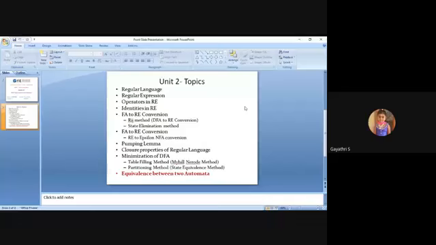Next, operators in regular expressions. Regular expressions are closed under three operators: union, concatenation, and Kleene closure. Next, some identities in regular expressions. I think 10 to 12 identities are there. Next concept, a Part B question: finite automata to regular expression conversion.